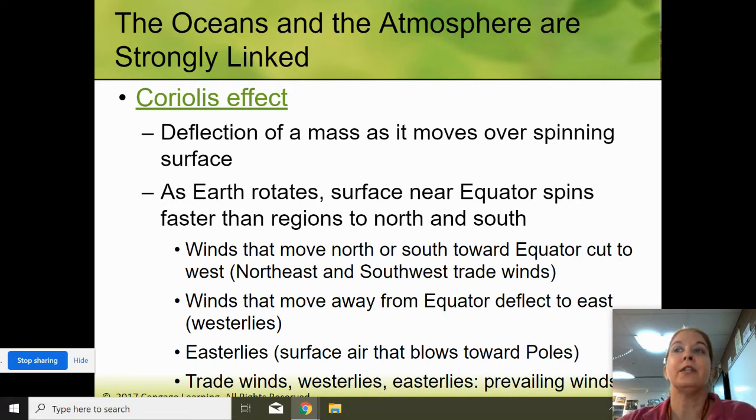Easterlies are surface air that goes towards the poles, and then you have your trade winds, westerlies, easterlies can all be called prevailing winds. So because parts of the Earth move faster, that's going to have the wind kind of veering off and not going straight. Watch this video. They do a better job than me.